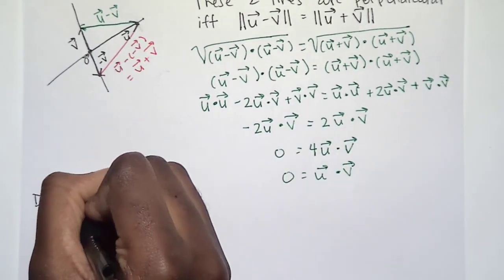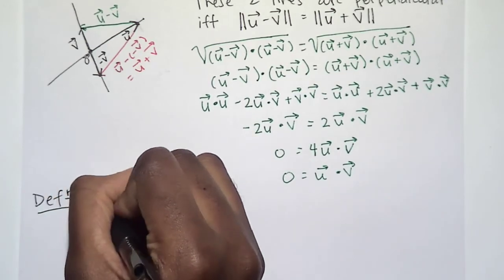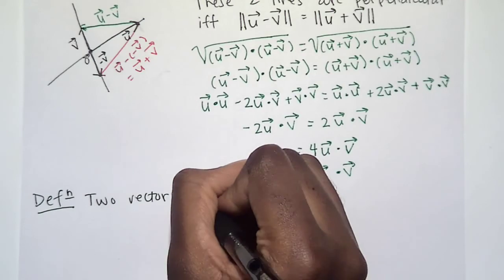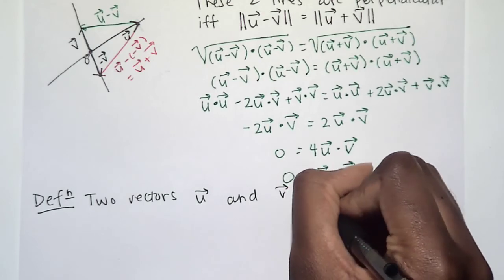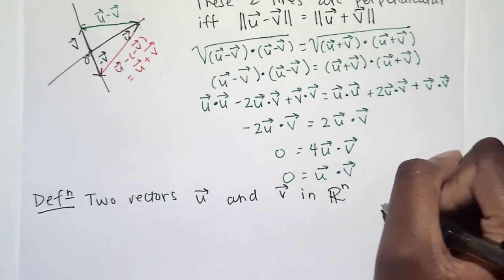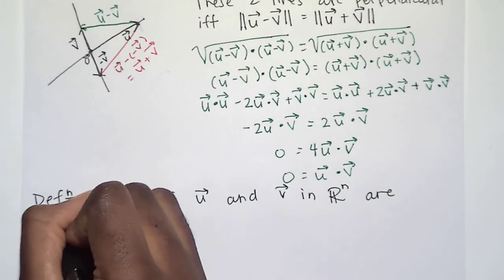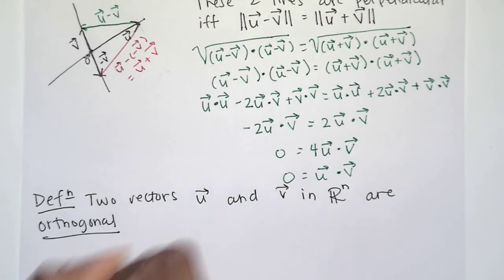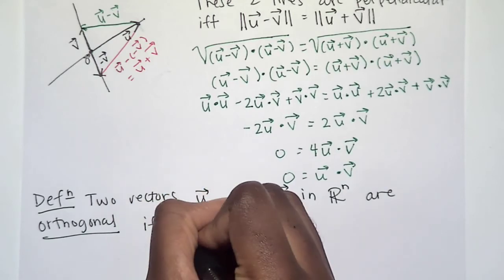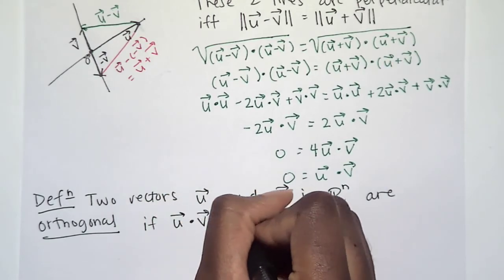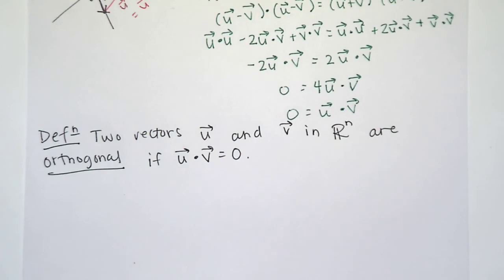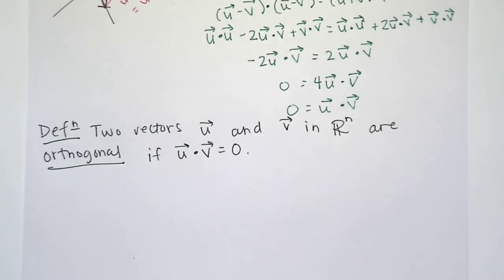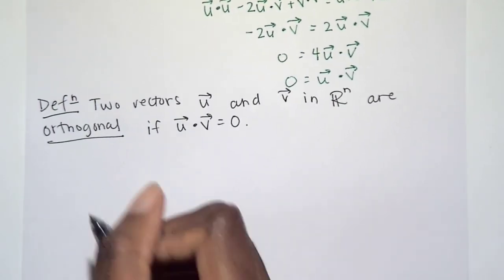So, definition. Two vectors, u and v, in Rn are orthogonal if u dot v is 0. That is the definition of orthogonal, and so we'll use this for the rest of class. All right, I'm going to continue on with 2 more examples and then we'll be done with this section.